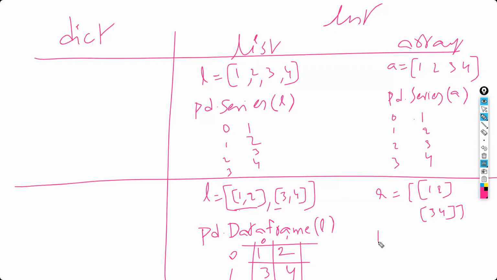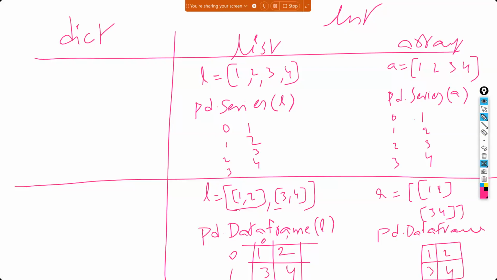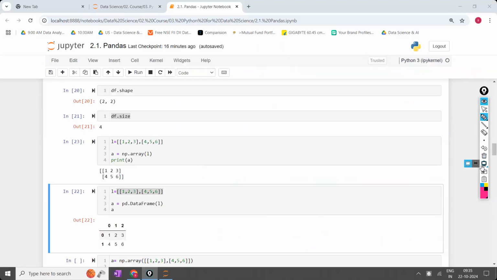Now, when you convert a 2D array to a data frame, it is also going to convert as 2 rows with 2 columns, 1, 2, 3, 4. And what are the column names? 0, 1, 0, 1. Sir, I want different column names. Then you have to write columns is equal to. If you want different row names, index is equal to. First, let us complete this one, whatever I have explained on the board. First, let me show you on the Jupyter notebook clearly.